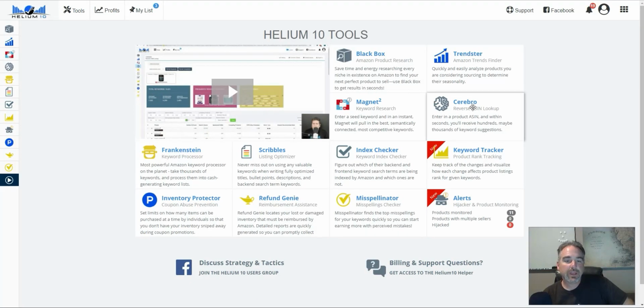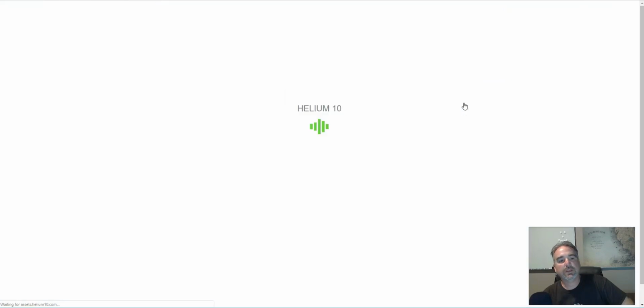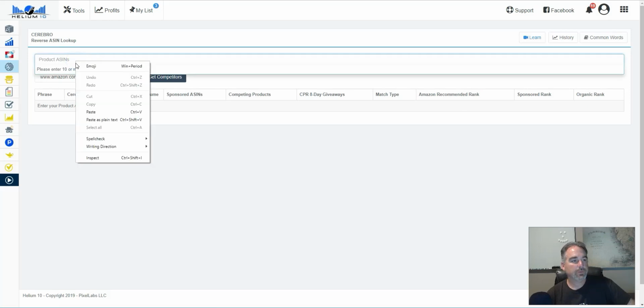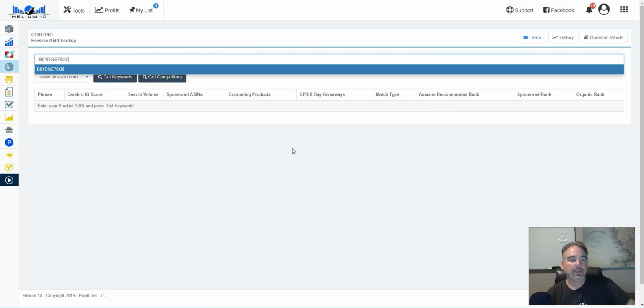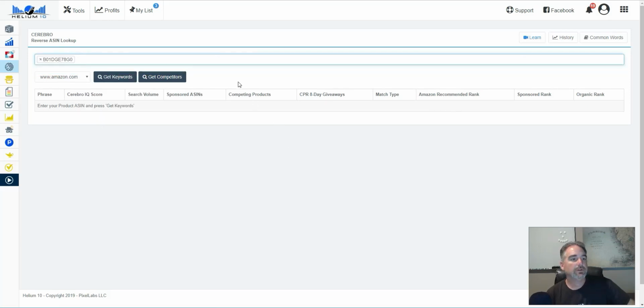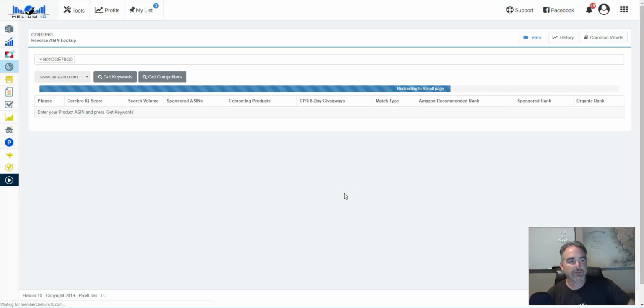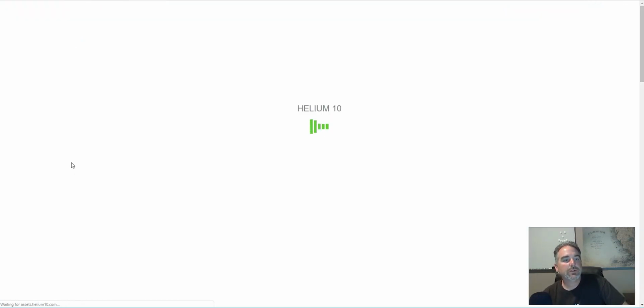The next one we have here is Cerebro, and this is a reverse ASIN lookup, which means you can plug in an ASIN. Let's just go with the same one again because I already have it in here, and let's hit enter. I'm going to go ahead and load this from history because I did this earlier to make it a little bit faster. What it does is it pulls all the keywords that this particular product is ranked for.